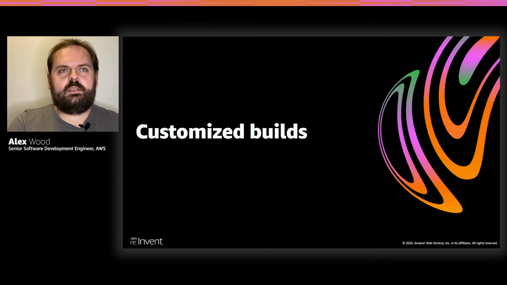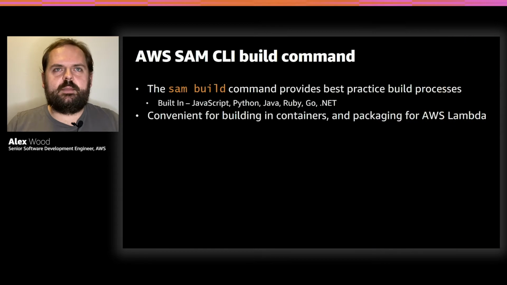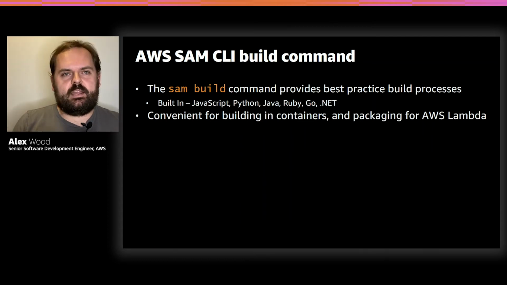So to start off with, we're going to talk about custom builds. The AWS SAM CLI build command comes with some best practice build processes. So for JavaScript, Ruby, Python, Go, Java, and .NET, it's going to build your serverless application and package it in a way that fits the best practices for deploying to and running on AWS Lambda.